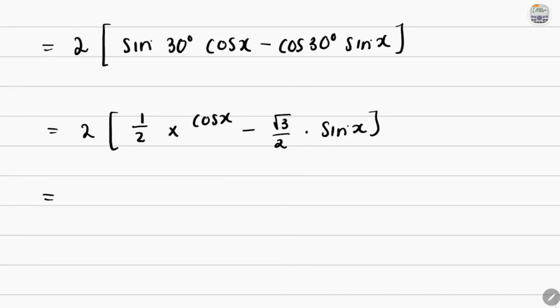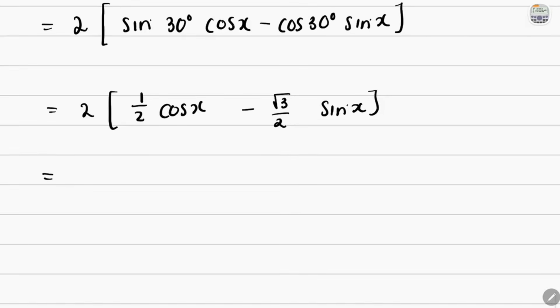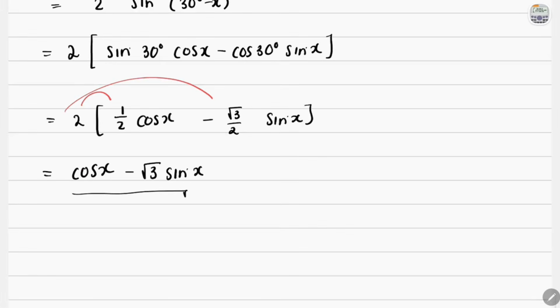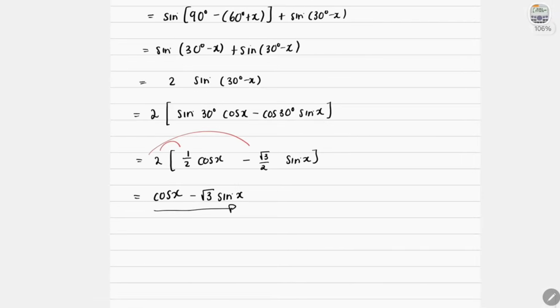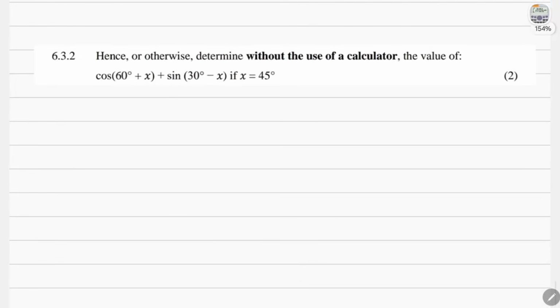So what happens here is, it's just a half cos x and negative root 3 over 2 sine x. And when they multiply with the 2, 2 times a half is just 1. So this will stay cos x, and then 2 times negative root 3 over 2 is just going to be negative root 3, and then we have sine x. And that is our answer, and that is this expression simplified. Moving on to the next question. The next question says, hence or otherwise, determine without the use of a calculator the value of this if x is equal to 45 degrees.